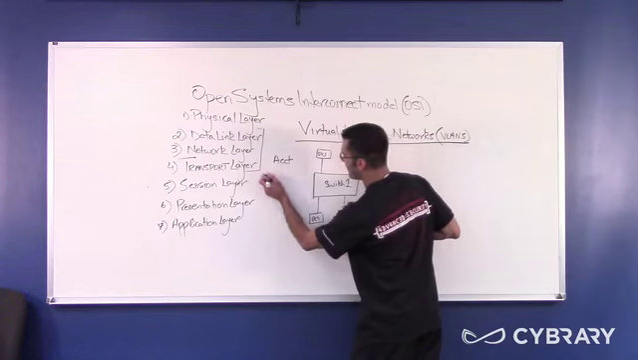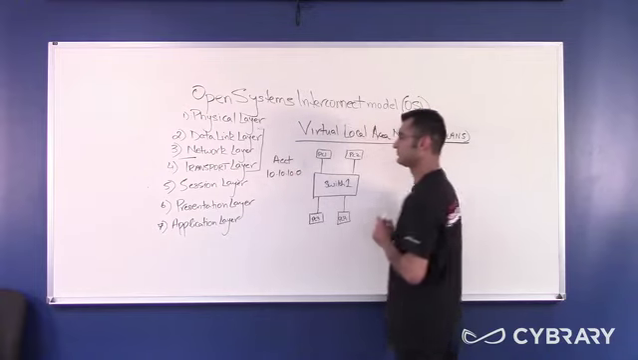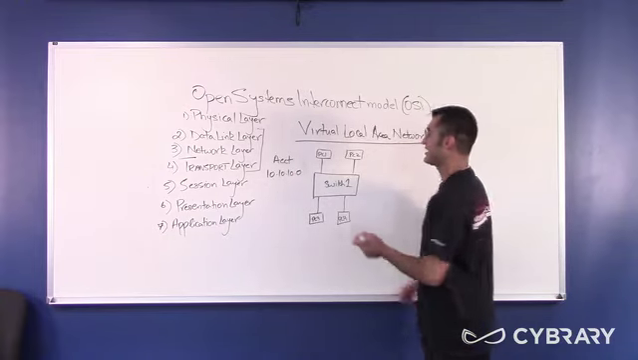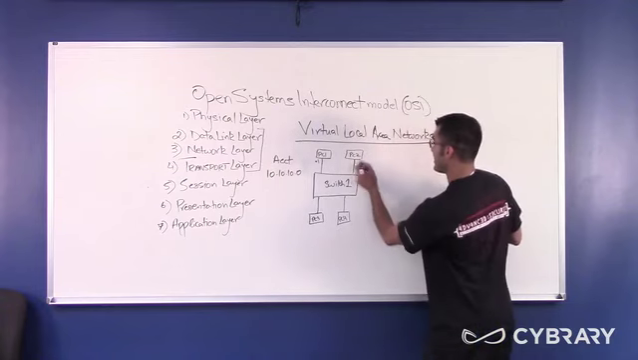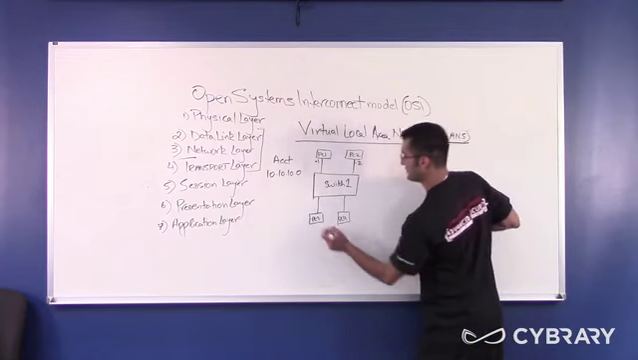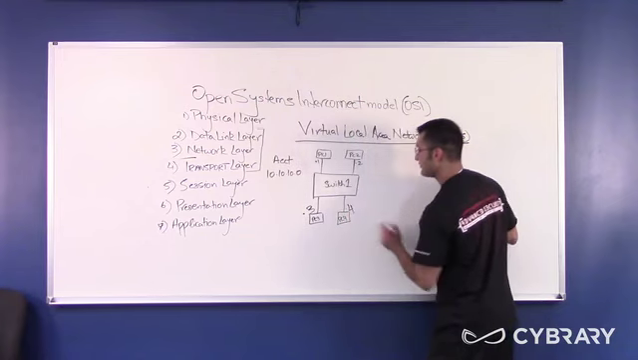Let's say this accounting department has an IP address or network address of 10.10.10.0. And then PC1 is assigned the address 10.10.10.1. PC2 is 10.10.10.2. PC3 is 10.10.10.3. And PC4 is 10.10.10.4.